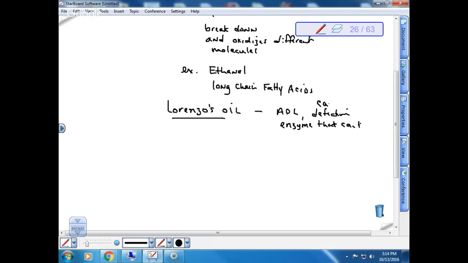So this is caused by a defect in an enzyme that can't break down a fatty acid. And so what happens, just like with PKU and Tay-Sachs, is this long chain fatty acid will start to accumulate in the nervous tissue, and it will lead to mental disorders and also eventually death.